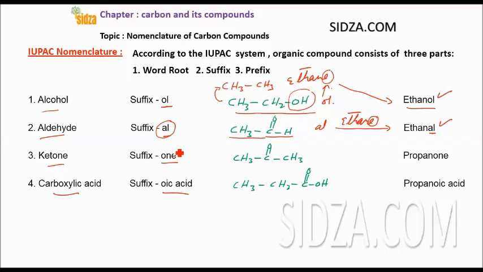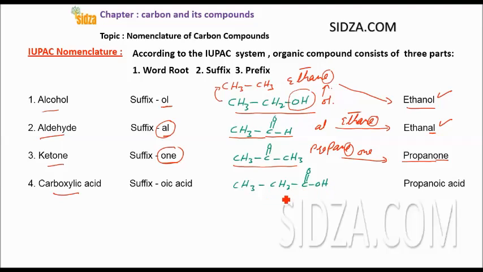For ketones we use the term -one, and this is the functional group of the ketones, with R-CO-R the general formula. This molecule contains three carbon atoms. The three-carbon hydrocarbon is called propane, so the parent compound is propane, and I am going to replace the E by -one. The name will be propanone, since -one is the suffix for the ketones.